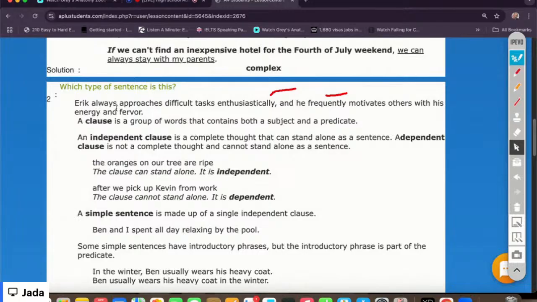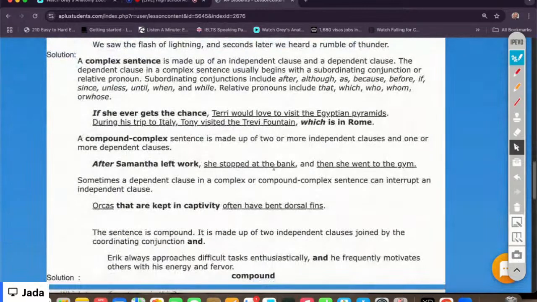So what type of sentence is this? Eric always approaches difficult tasks enthusiastically and he frequently motivates others with his energy and fervor. So what kind of sentence is this? This has to be a compound sentence because it has the coordinating conjunction. Okay.